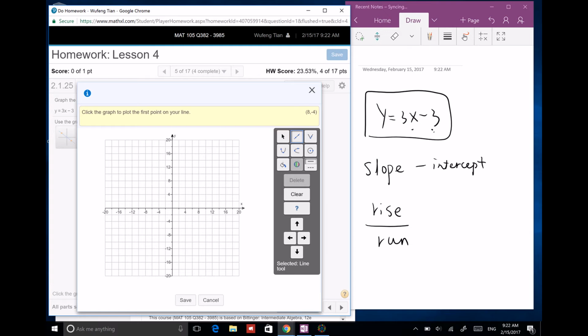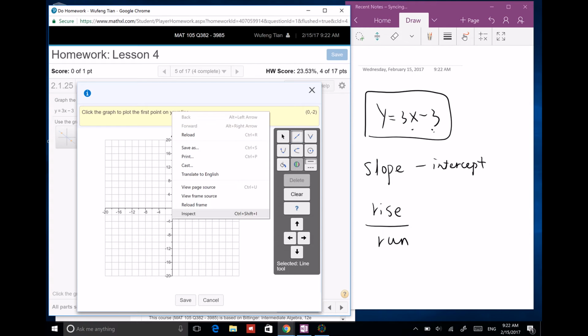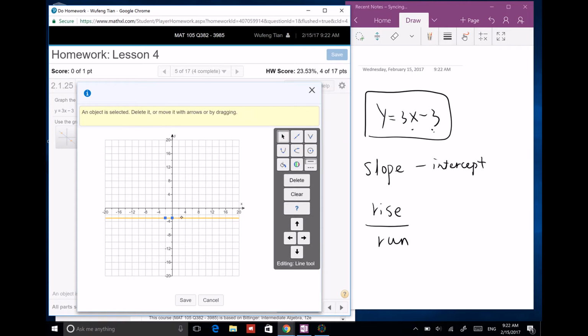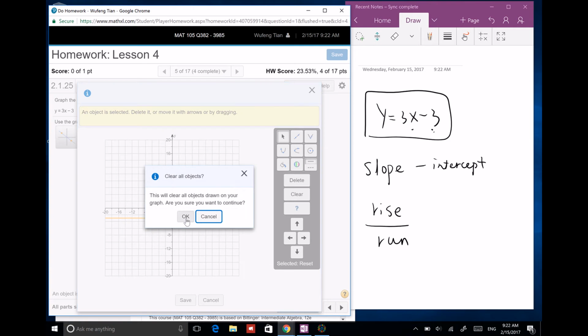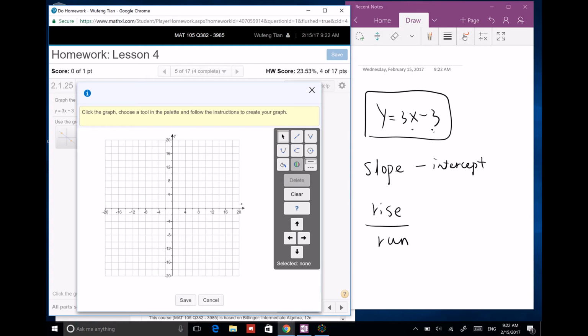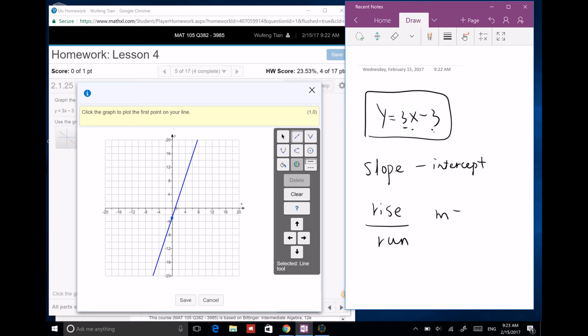Where's 0? Let me see. Okay, I can pick 0, negative 3. You can clearly see this. So you can pick 0, negative 3. And then rise 3, and run 1, since the slope is 3 over 1. So rise 1, 2, 3 over 1. Okay.